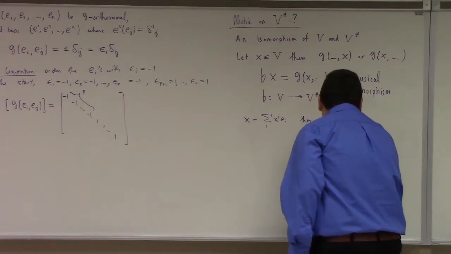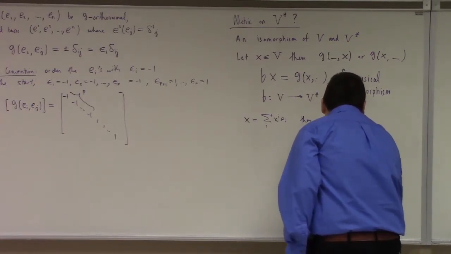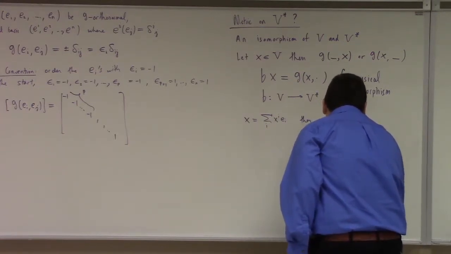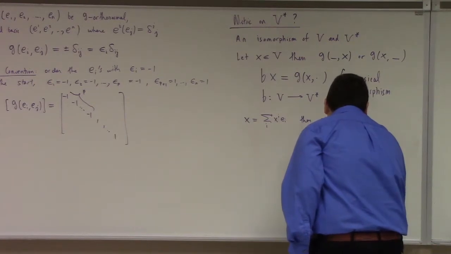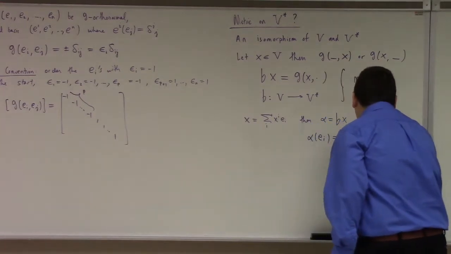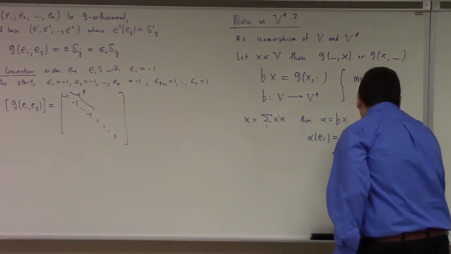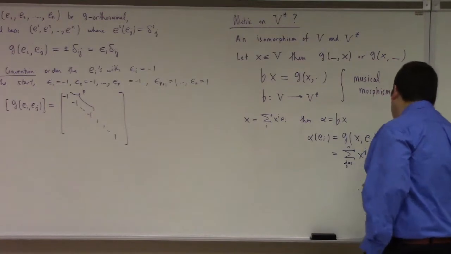Okay, so this would be a sum over, let's say, j equals 1 to n of x^j, right? And then I've got g of e_j, e_i.